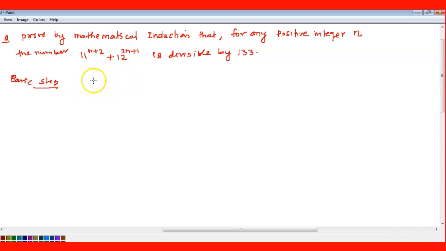So n is given what? We will consider this is a n, which is 11 to the power of n plus 2 plus 12 to the power of 2n plus 1. Okay, and this n is any positive integer, so we can put here n is equal to 1. So I can write here, a1 is equal to 11 to the power of 1 plus 2, which is 3, plus 12 to the power of how much? This one if you put, then 2 plus 1, 3, right? So 11 to the power 3 is 1331, right? And 12 to the power 3 is 1728.